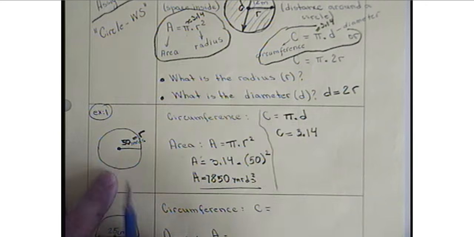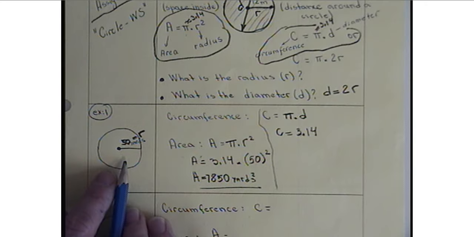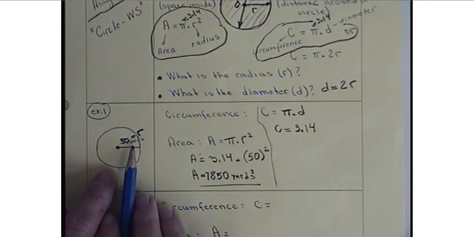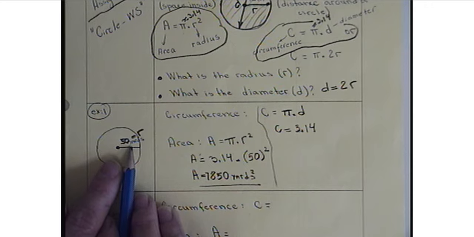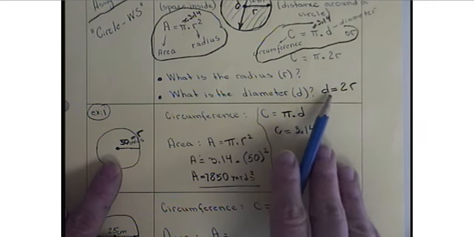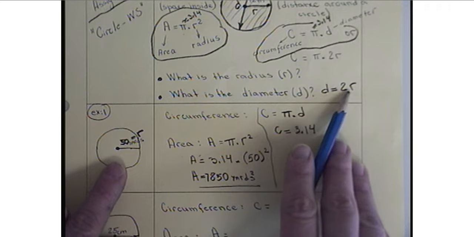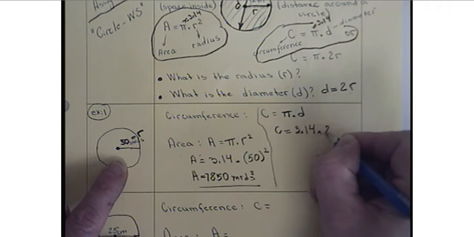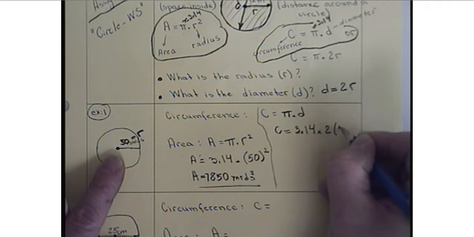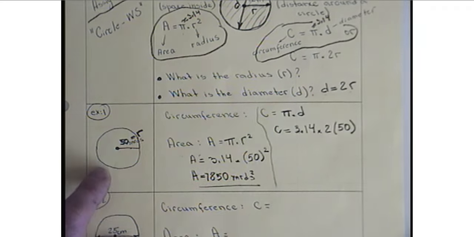Now look back to the picture. Do we know what d is equal to? No, we know only the radius. But also we know that the diameter is equal to twice the radius. So I will say times 2, twice the radius, 50.